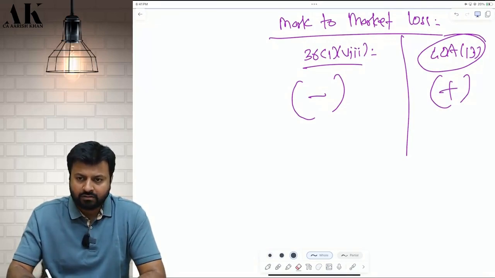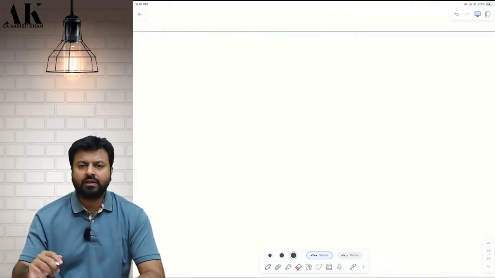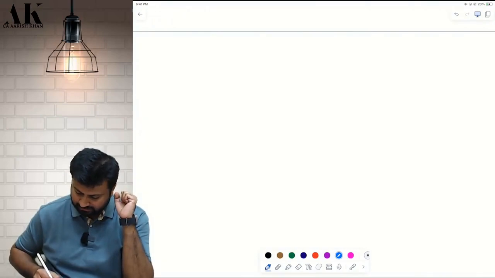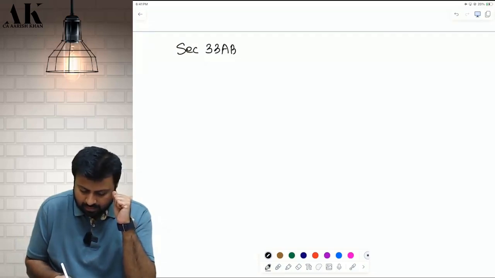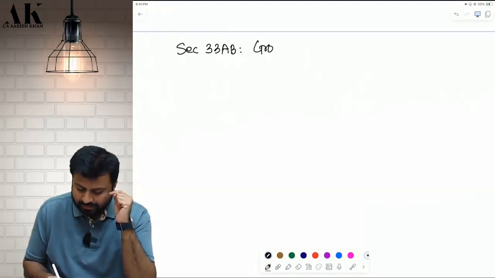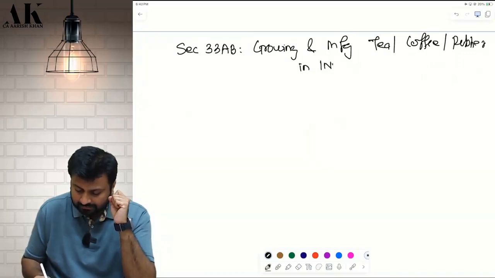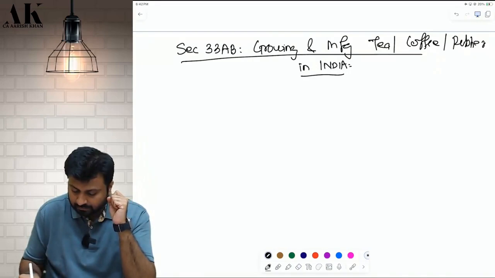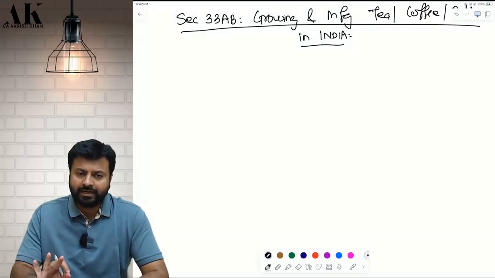Okay. So today we are going to see some of the sectors which are getting some great benefits under the income tax law. And the very first sector that we are seeing today is covered under section 33AB. Very important section. Okay. Now what is this section? This section talks about if you are engaged in growing and manufacturing tea, coffee or rubber in India. So if you are engaged in growing or manufacturing tea, coffee or rubber in India, 3 items.